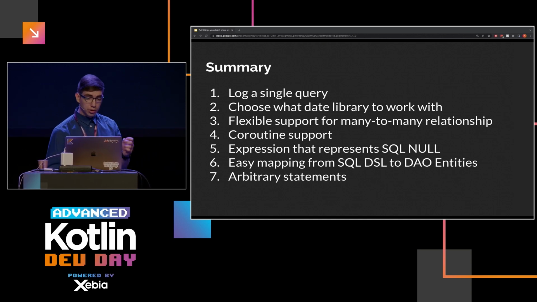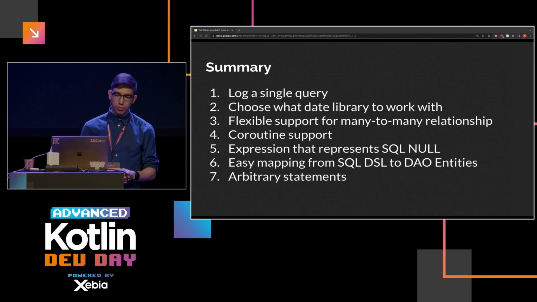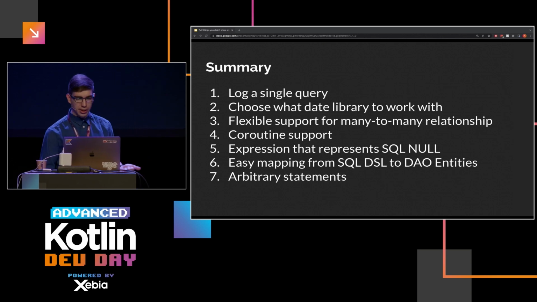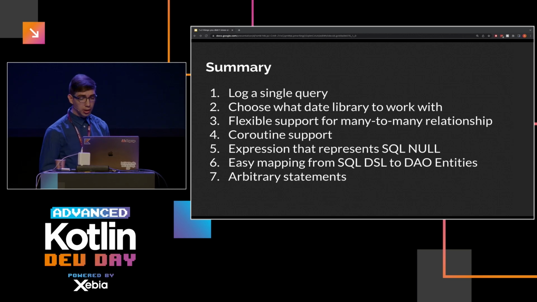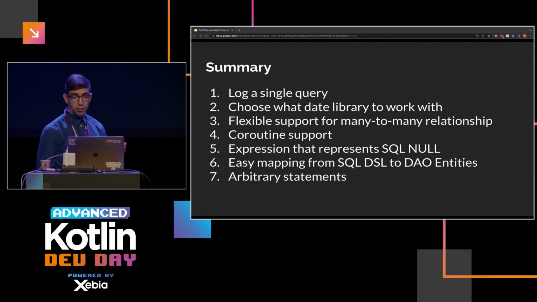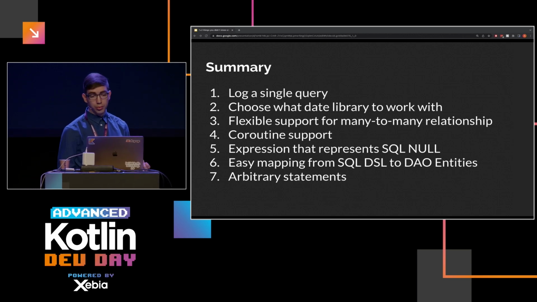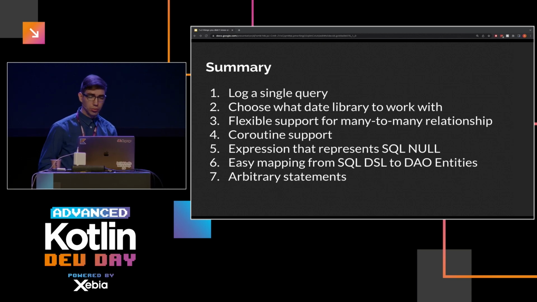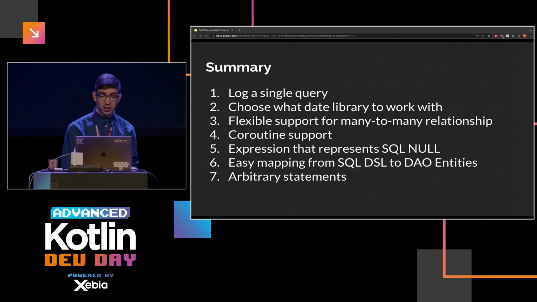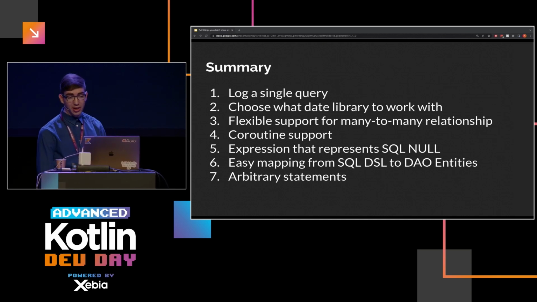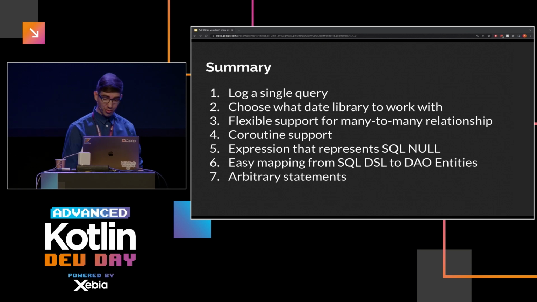If you need to use nulls in your query, like you're doing some joins, or as we saw in some cases, there is a special expression for that Exposed provides. You also don't have to map SQL DSLs to entities manually. Exposed can do that for you. And finally, you can break Exposed and use arbitrary statements if that's really what you have to do.